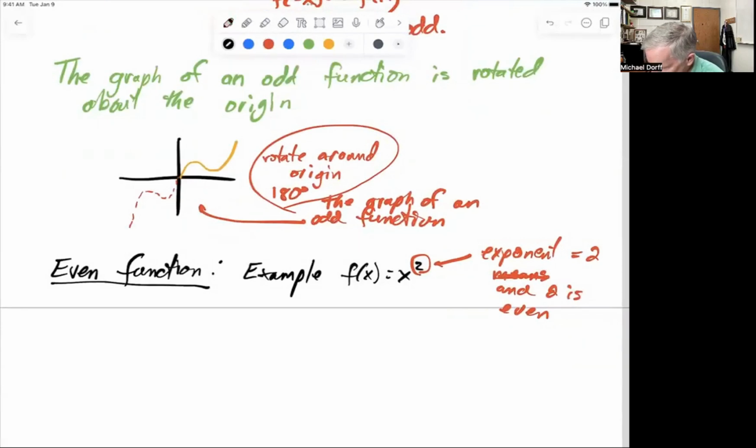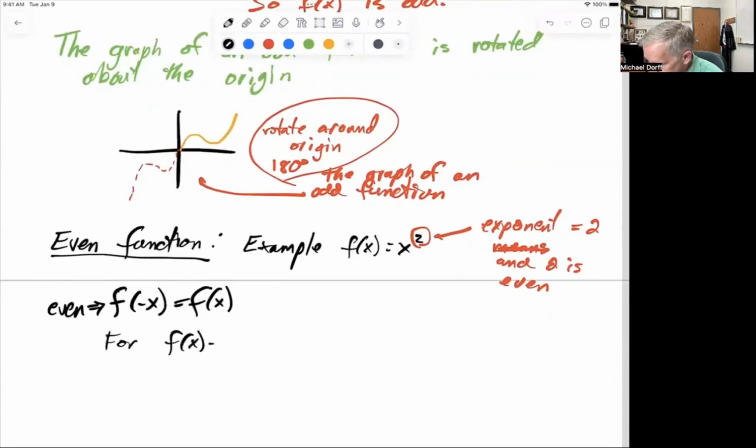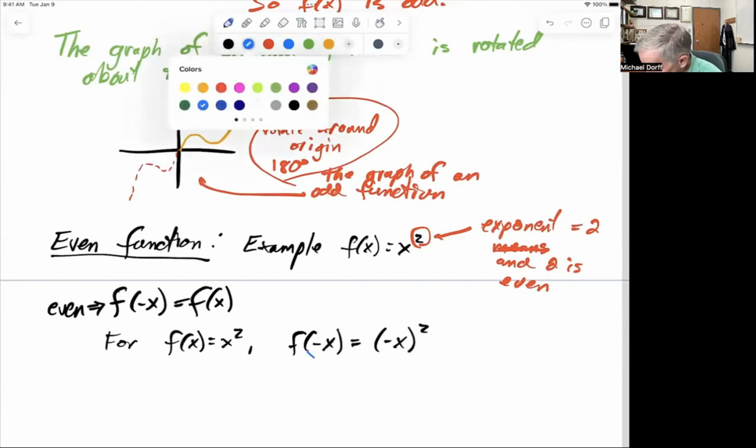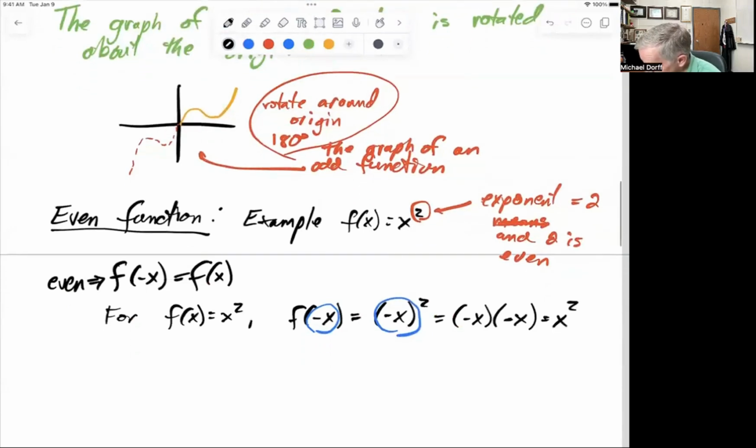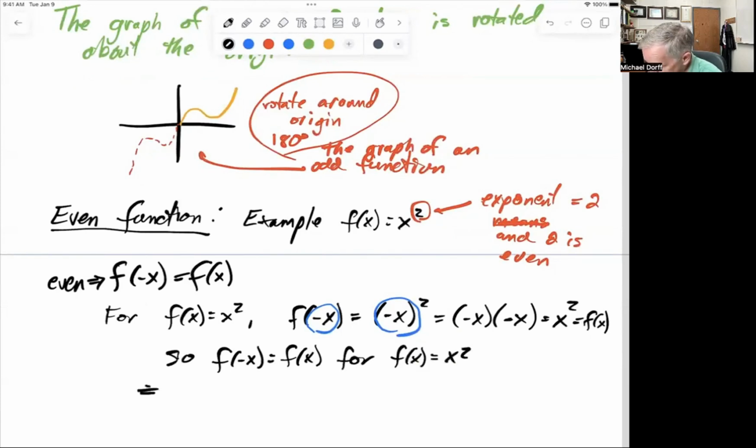Why is that an even function? Remember, even gives us that f of negative x equals f of x. So for f of x equaling x squared, f of negative x is going to be negative x, squared. Again, notice I've got parentheses here, and I'm going to do that each time. That means it's a negative x times a negative x, which is x squared because the two negatives cancel each other out. And that is f of x. f of negative x equals f of x for f of x equals x squared, and that means f of x equals x squared is an even function.